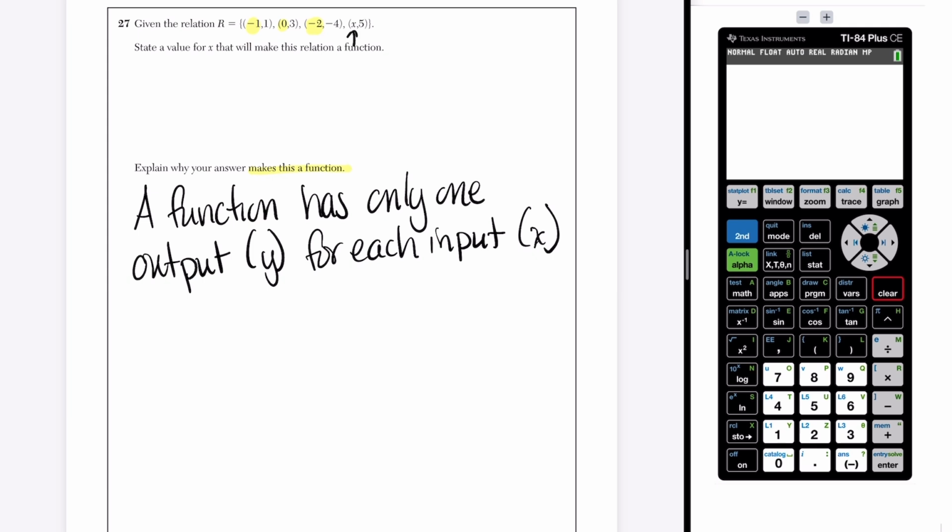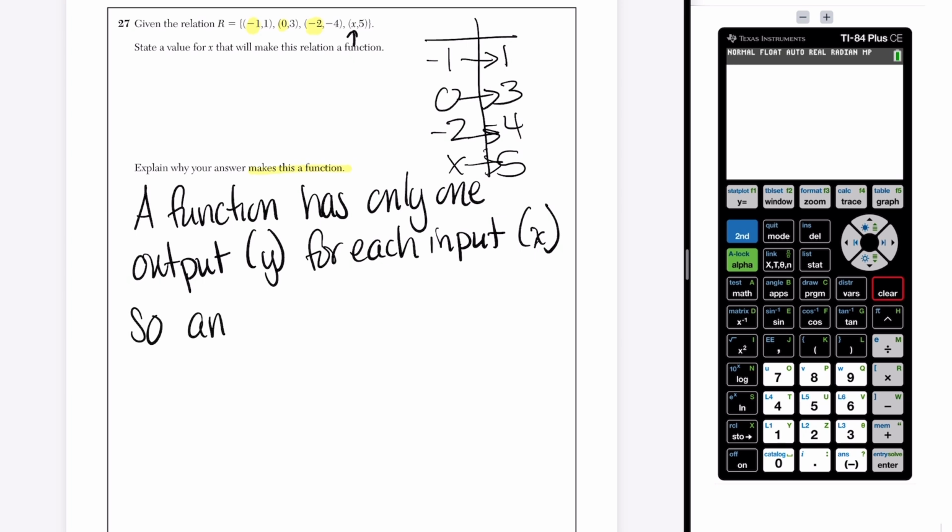Okay? Because if I put a negative 1 in there, that would mean that my answers for negative 1 would be 1 and 5. That's the problem. So again, think about your inputs and outputs. I have negative 1, 1, only one number here, 0 and 3, negative 2 and negative 4, and whatever this x is, it's going to make a 5. As long as it's not any of these numbers giving me a 5, I can pick anything I want. Okay? And so that's important.